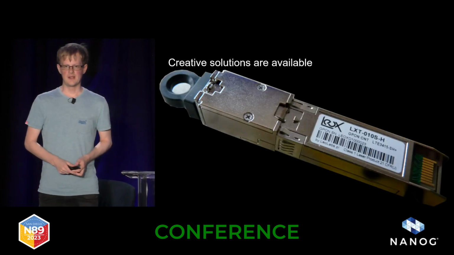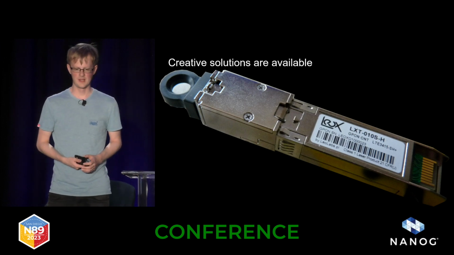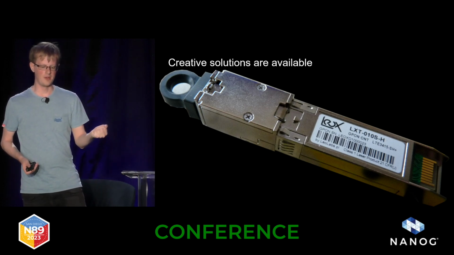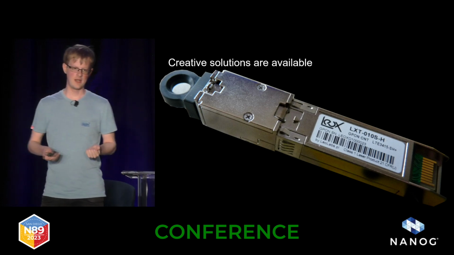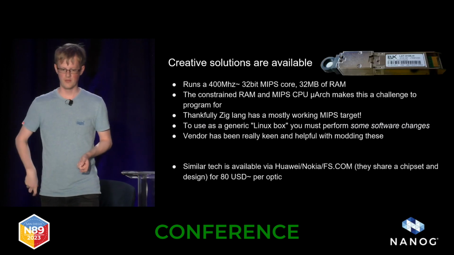You can buy these GPON optics or XGS-PON ONT optics. On one end you stick a standard XGS-PON link, and on the other side comes an Ethernet frame. This thing deframes it all. But there's an interesting thing about this. This also runs Linux.